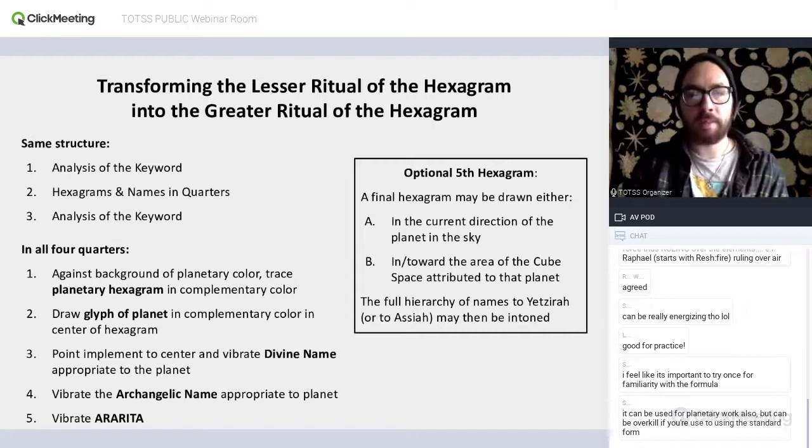All right, so now just coming back to that slide that you just saw a few minutes ago, and just refreshing this idea that our structure is the same as the lesser ritual of the hexagram. So analysis is a keyword. Then you go into the quarter and you trace the planetary hexagram against that background of the planetary color and the complementary color. Then the glyph of the planet in the center of the hexagram. Then you're invoking that divine name that we saw, then the archangelic name, and then our Arita. And then optionally, you're doing that fifth hexagram, and then you're just returning to the center and doing the analysis of the keyword again.